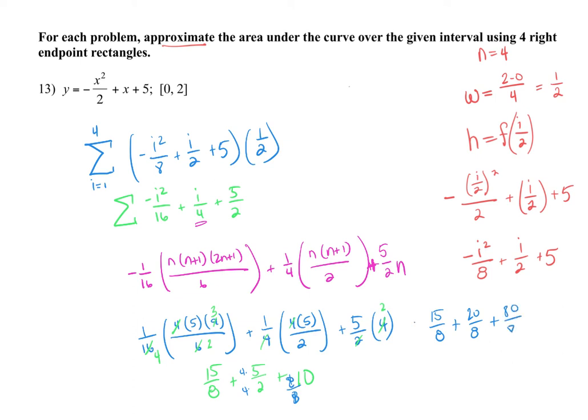This guy is negative, by the way. So negative 15/8, positive 20/8, plus 80/8 is 85/8. If it wants it rounded, then you're just going to round it. It just depends on what it asks for.